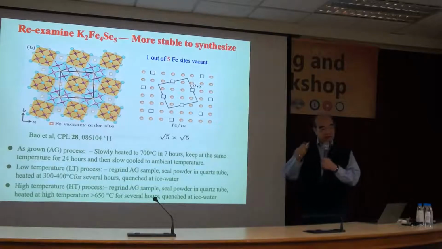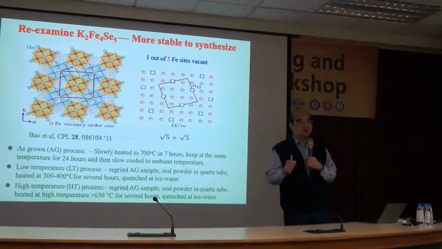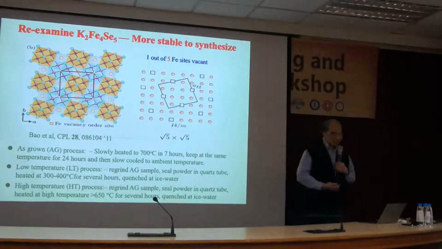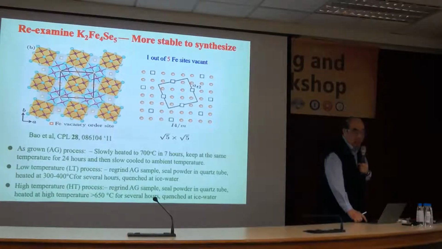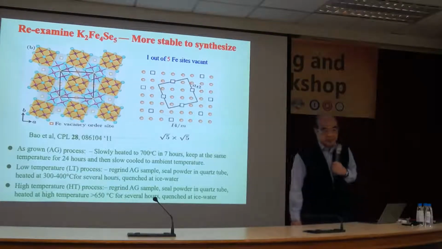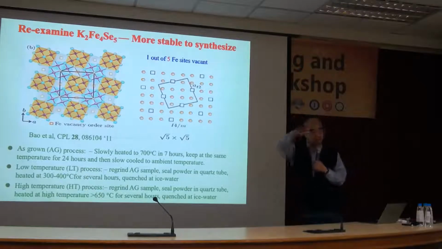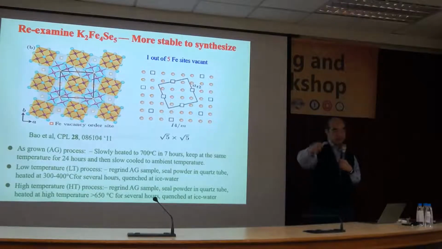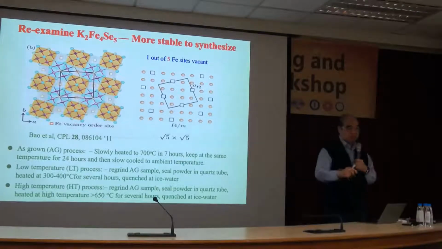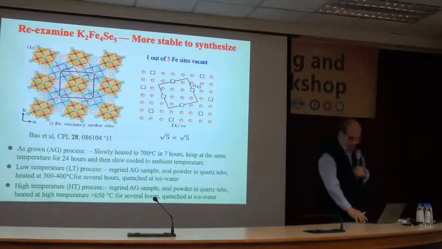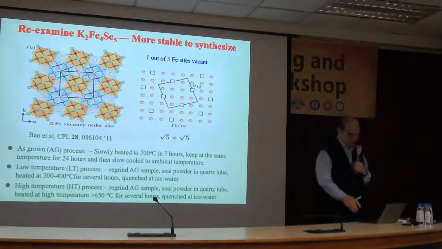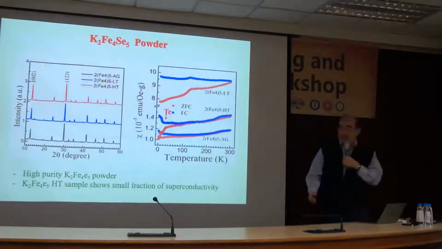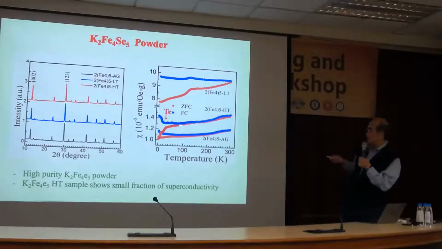But we decided to look more carefully at the system to see what we can learn from it. Where does the potassium go? It's in between the layers, between the iron selenium layers. So it's a kind of structure stabilizer. And this is interesting.